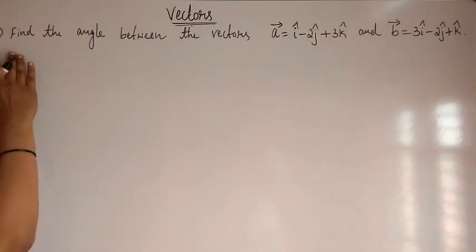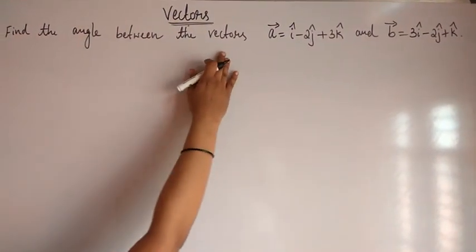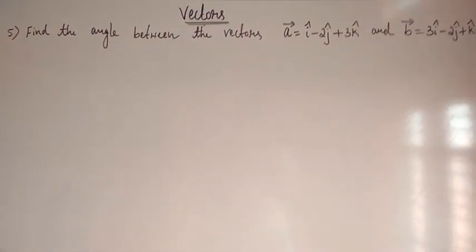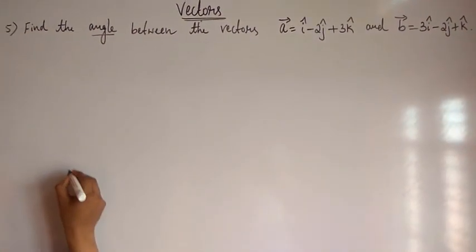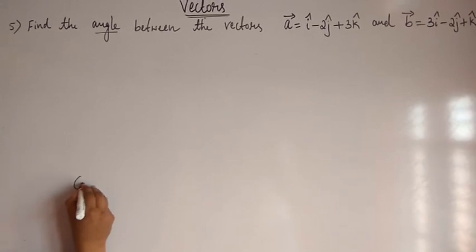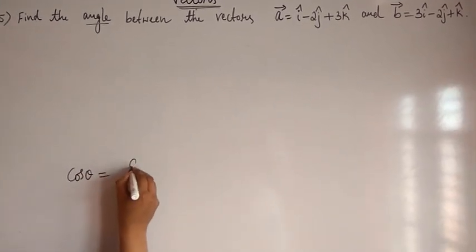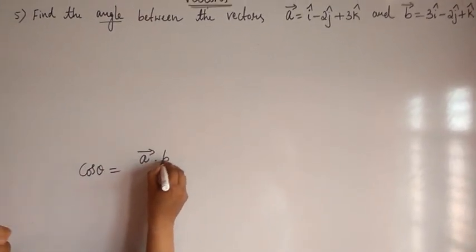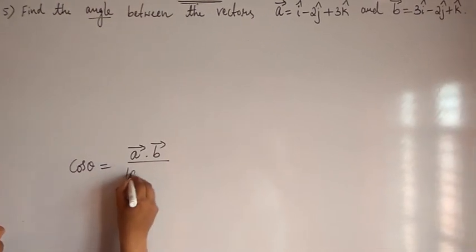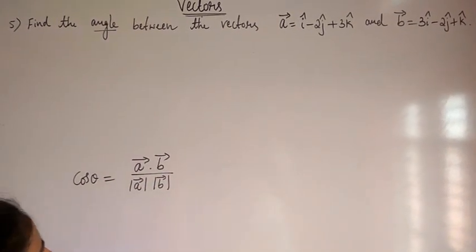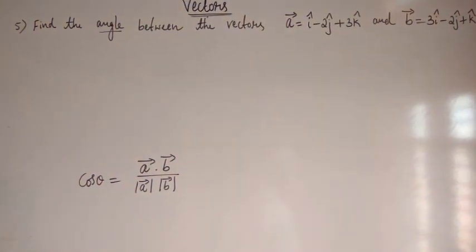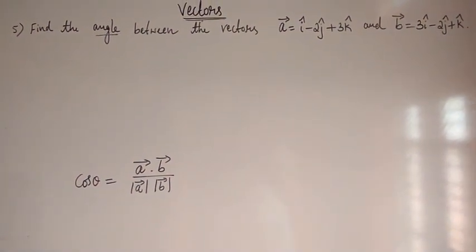So next one is find the angle between the vectors, vector A and vector B. So here we have to find the angle, that is theta. We have the angle theta formula. What is the formula? Cos theta is equal to vector A dot vector B by magnitude of vector A into magnitude of vector B.